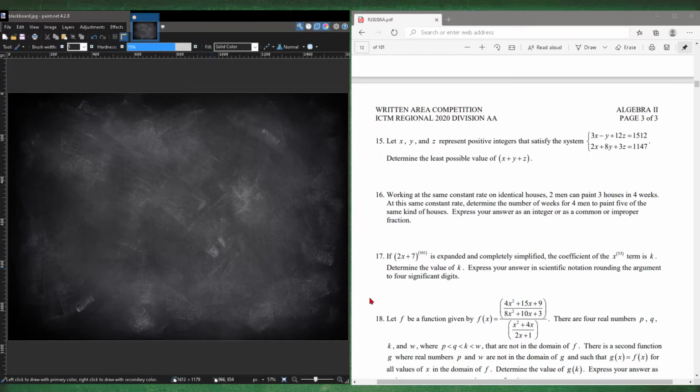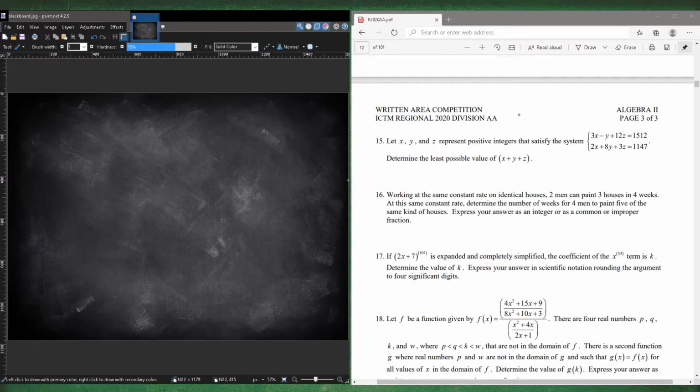Next question, number 15. Let x, y, and z represent positive integers that satisfy the system 3x minus y plus 12z equals 1512, 2x plus 8y plus 3z equals 1147. Determine the least possible value of x plus y plus z. I noticed that the negative y and the 8y can be canceled out if you scale the negative y up, and 12z can cancel out with 3z if you scale 3z to a 12z.